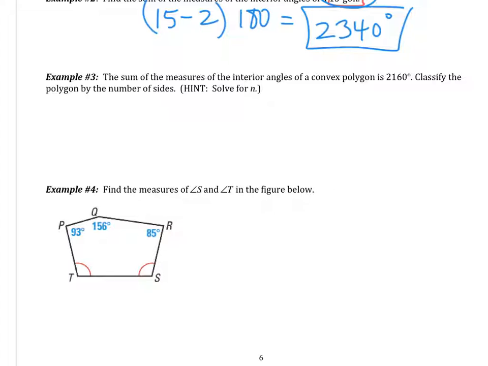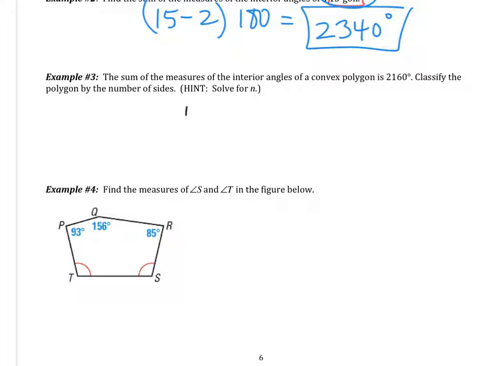N minus 2 equals 2,160, so just add 2 and you got a 2,162-sided figure? You divide by 180. Okay. Charlie, you are correct. In terms of your answer, number 1, 14, and how you do it. If you listen to what he said, divide by 180, and then he said add 2.